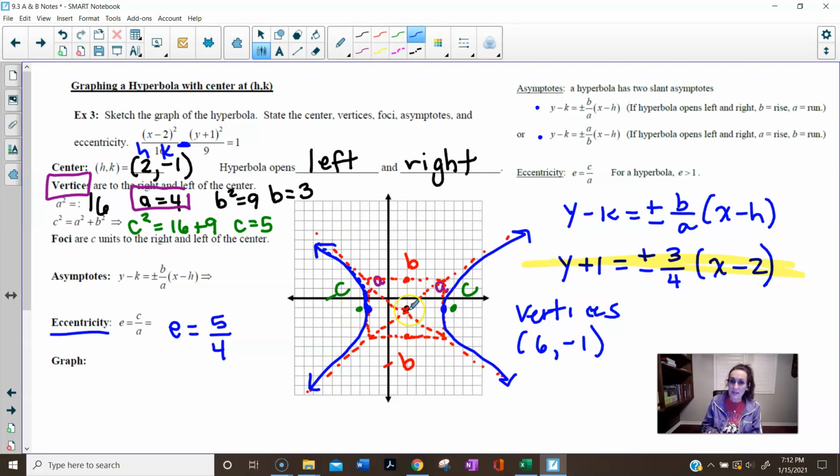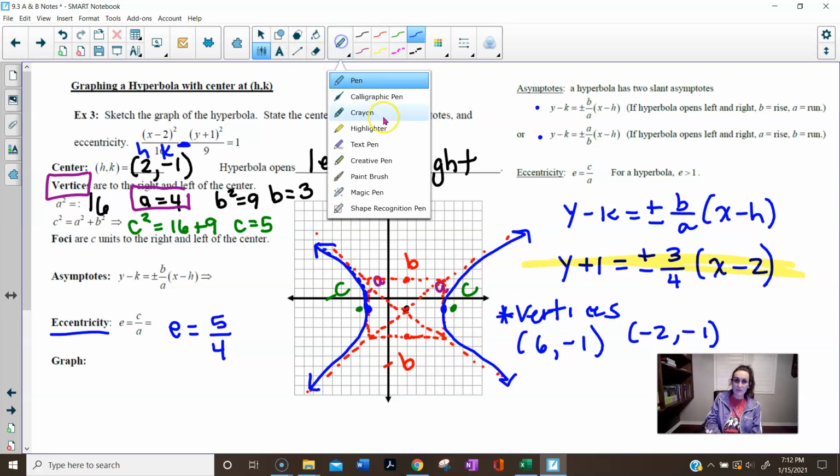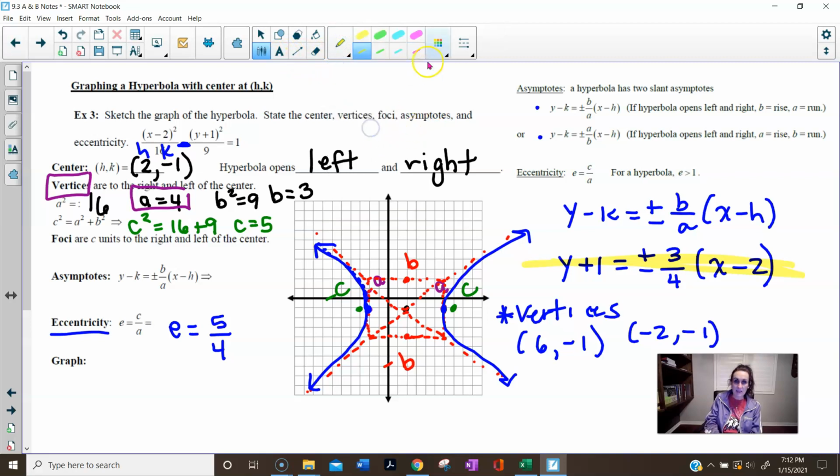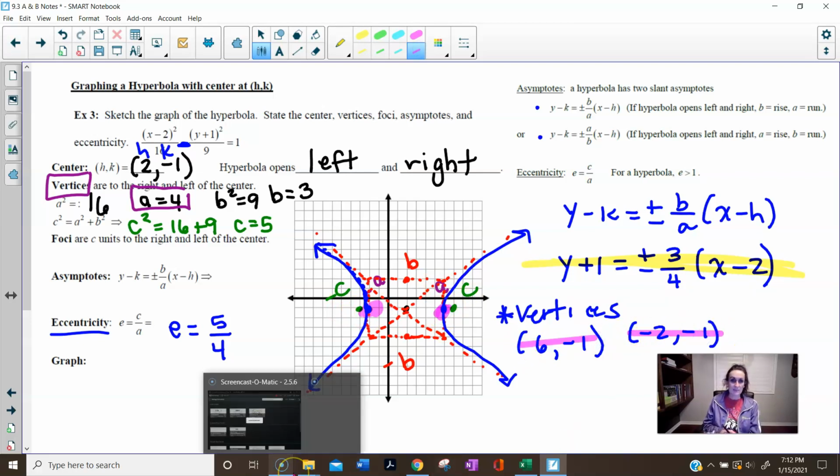So start from the middle and you would take 2 and then subtract 4. So 2 subtract 4 is negative 2. Negative 2, and then you would still be down 1. So here are your vertices, which are your A's. So those are your A's, and I can highlight those in the purple. Here's your A's. Those are your vertices, and here are your vertices. Very good. I think that's everything.